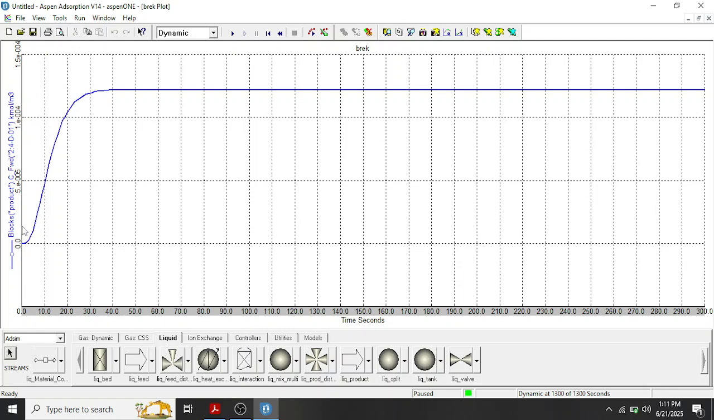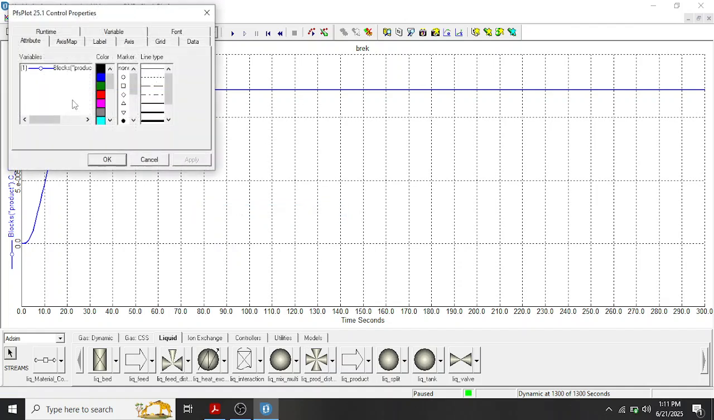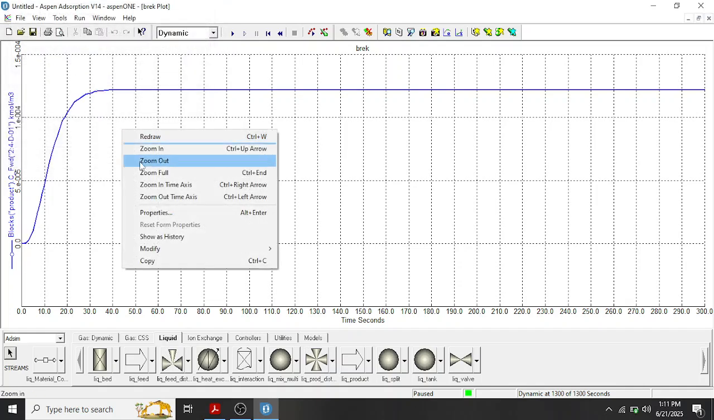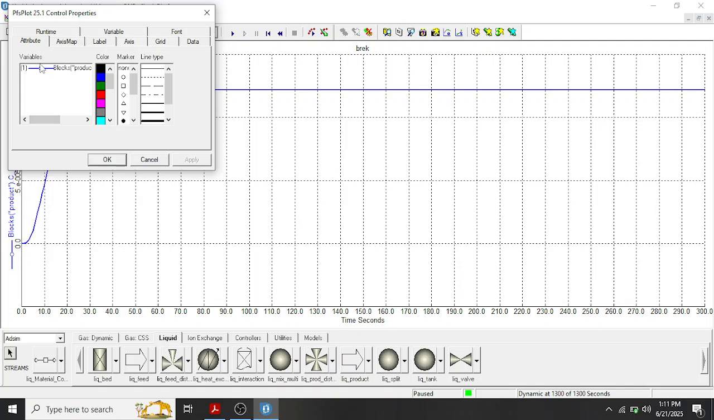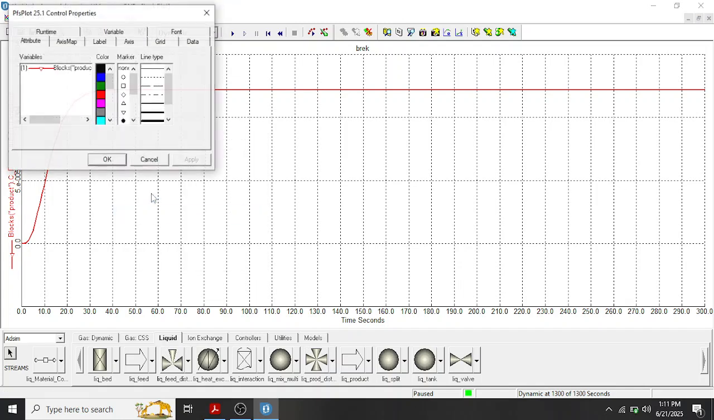So here you can see this is the breakthrough curve. And here you can go to the property. You can change the color, like this one. Click on this one, click on OK. Or suppose go to the property, click on this one, change its color to this one, and click on OK. So here you can see I can change the color.